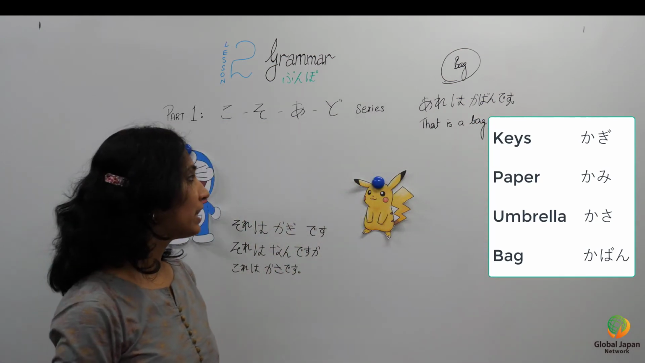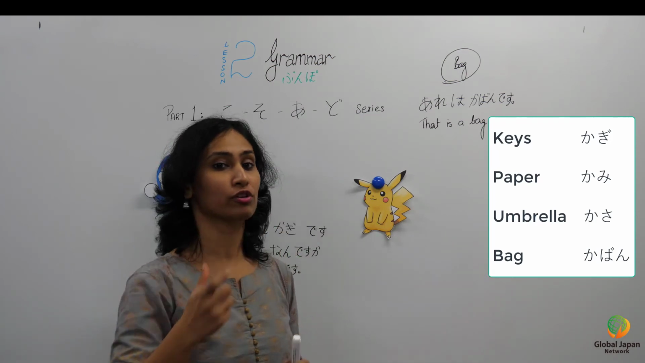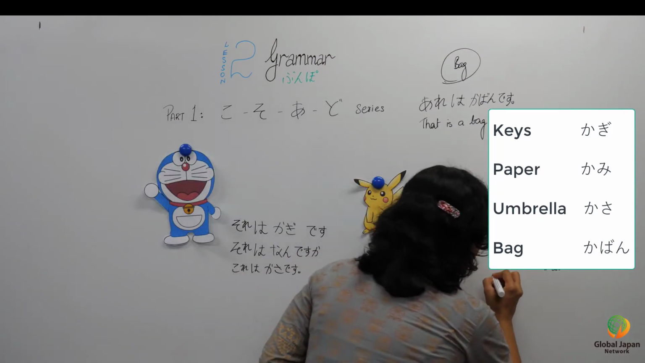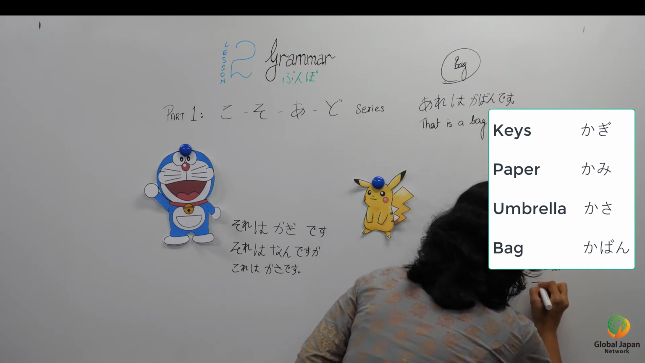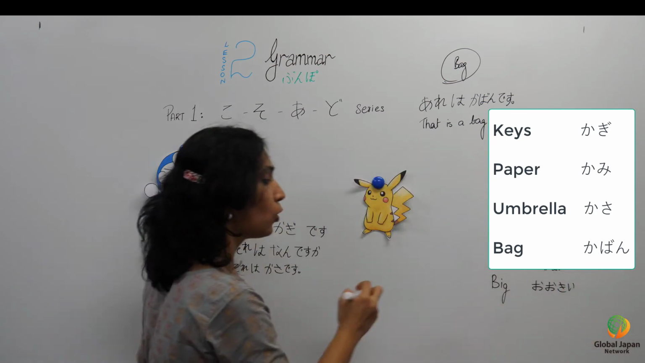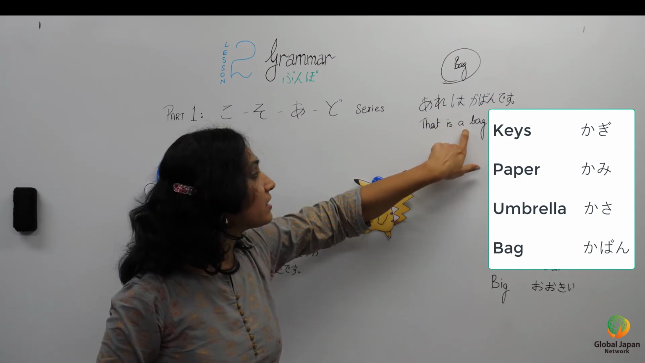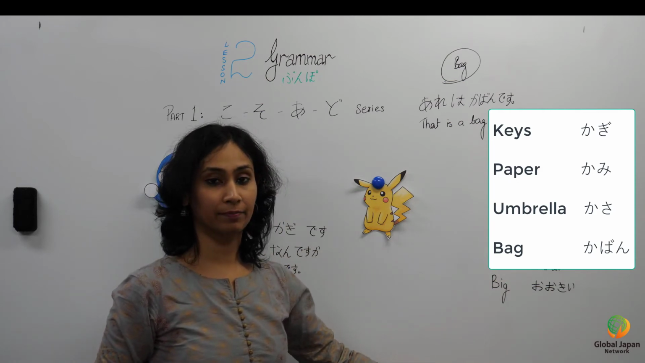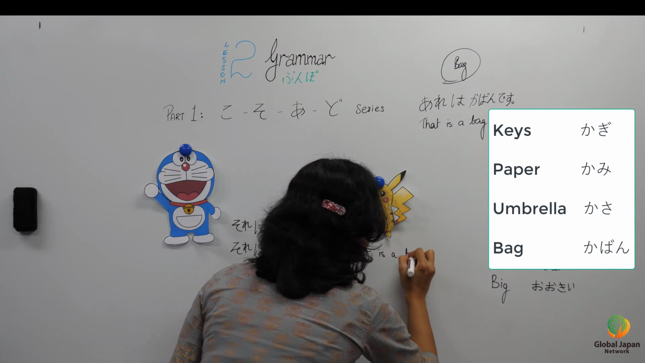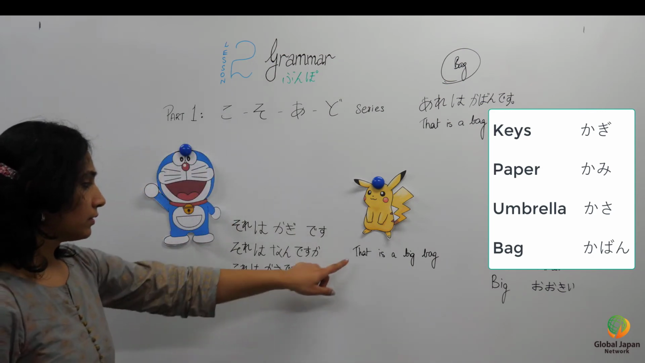Say, I want to tell that is a big bag. I'm adding an adjective also into this. That is a big bag. Big, the word for it is oki. Let's frame out this sentence using the word oki. First I will write the English sentence. That is a big bag. Writing this in Japanese. That.